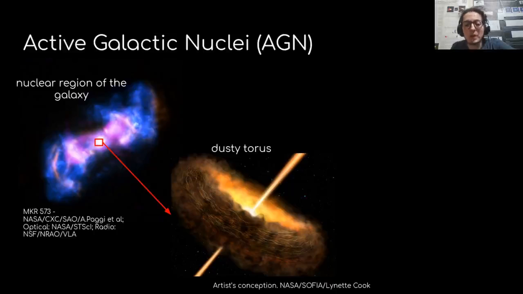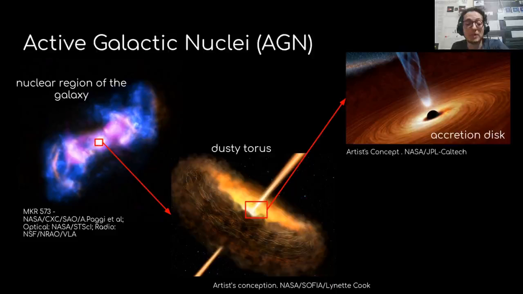But what is powering this bright nucleus? A central supermassive black hole that accretes matter, and this matter falling into the black hole produces an accretion disk, where the majority of the energy that we observe is produced.